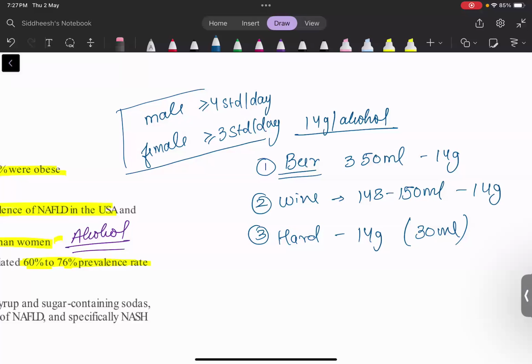Both, Malika, Arjun, both high sugar intake and alcohol, your lifestyle, your more sugar, your cold drinks, your fast food and everything, all are going to increase your NAFLD.